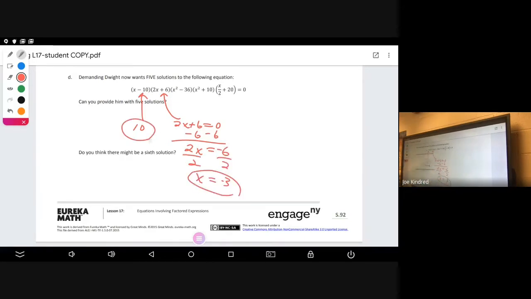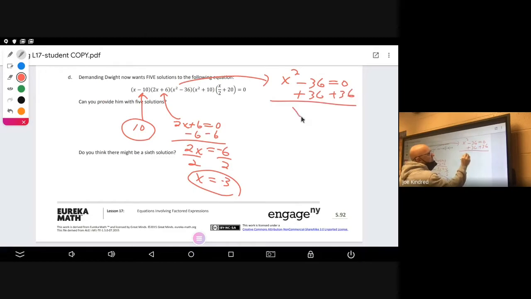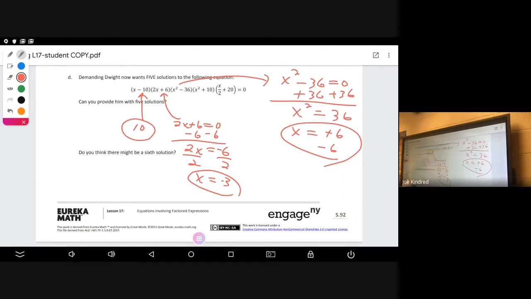So right now we have two solutions. When 10 is plugged in, 10 minus 10 is 0. That makes the whole thing go to 0. When negative 3 is plugged in, negative 3 times 2 is negative 6 plus 6 is 0. The whole thing goes to 0. Now for this one, x squared minus 36 is equal to 0, so we have plus 36, and this one actually has 2 numbers. x is equal to a positive 6 and a negative 6. If you plug either one of those numbers in, this whole thing goes to 0.